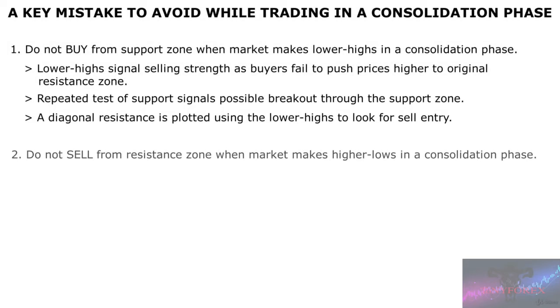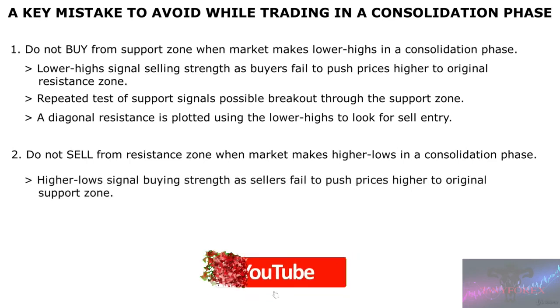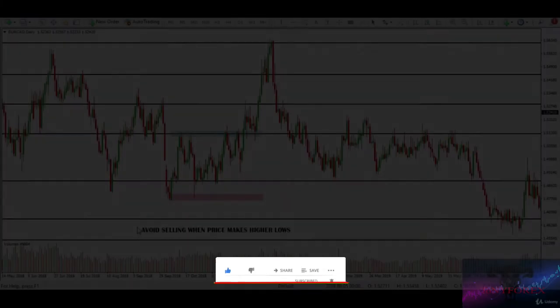Similarly, when the market makes higher lows in the consolidation phase, it signifies the buying strength in the market, as sellers fail to push the price lower. In this case, you will avoid selling at the resistance zone as it is highly unlikely that the price will break out through the resistance zone in the later phases of sideways price activity. Now let us study a final example to understand the guideline.